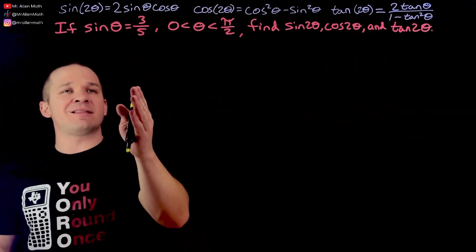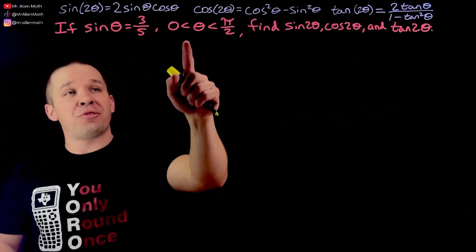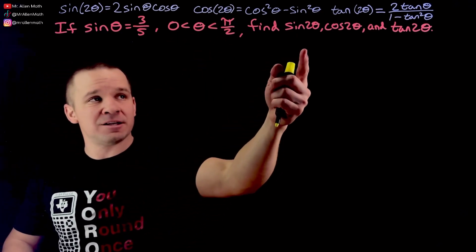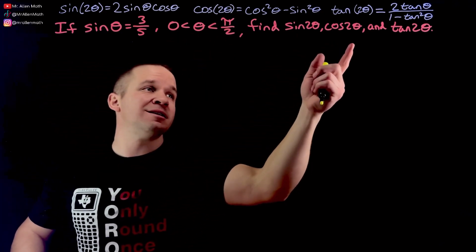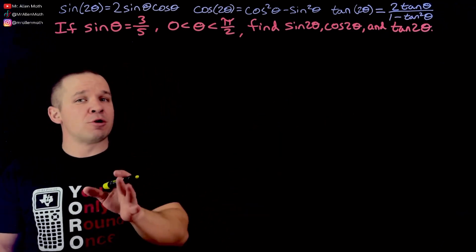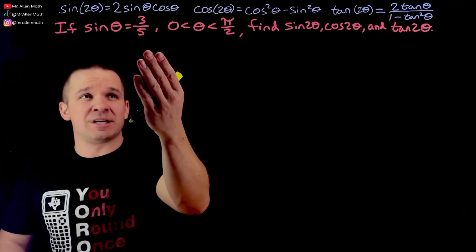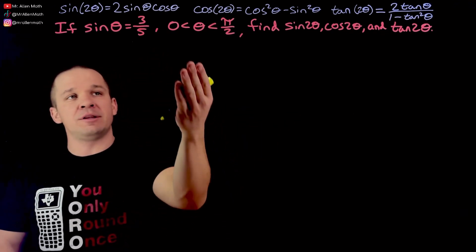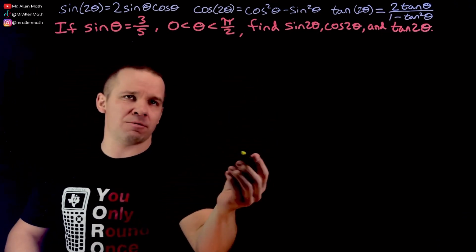We got, if sine of theta is equal to 3 over 5, and theta is between 0 and pi over 2, so first quadrant, find sine of 2 theta, cosine of 2 theta, and tangent of 2 theta. All right. So these start out the same way we normally would. If I ask you to find cosine and tangent of theta, I would draw my triangle in the appropriate quadrant. Let's start with that, okay?